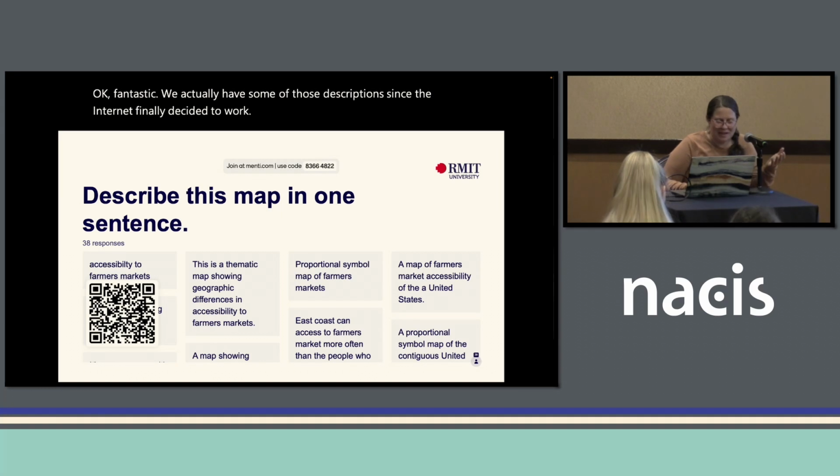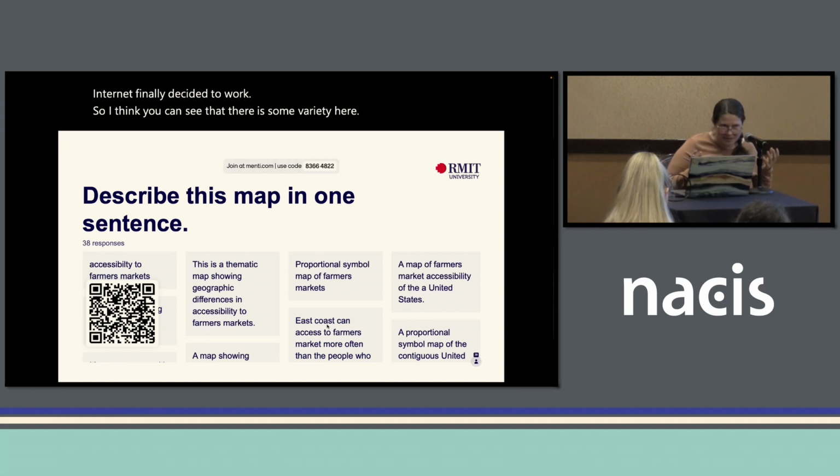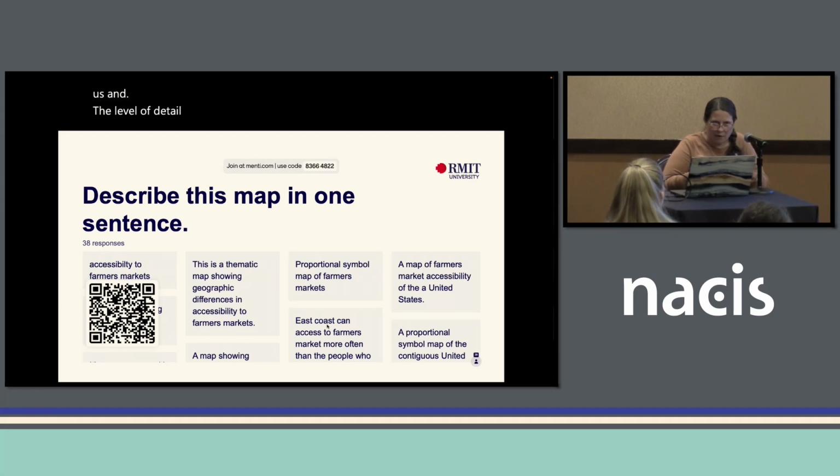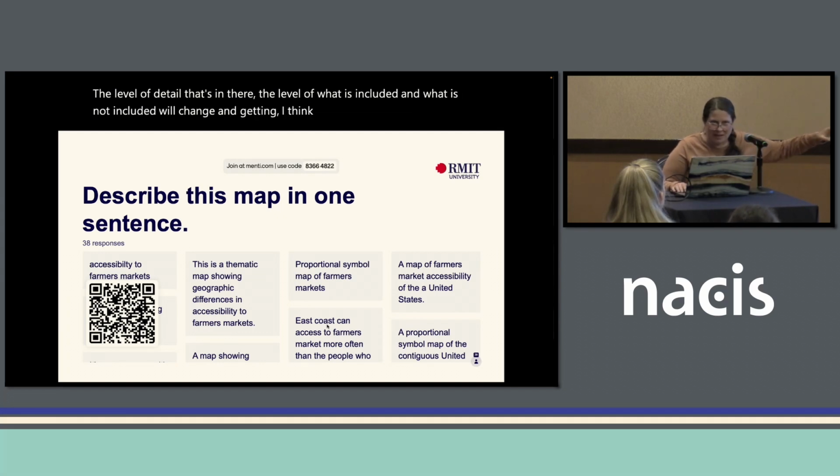Anyway, so I think you can see that there is some variety here. My point in doing this exercise is that there's a range of ways that we can do this. If we had everyone in this room doing it, we would produce different descriptions, every one of us. And the level of what is included and what is not included will change. And if we then had you rate them all to decide which one is the best, we would also have differing opinions.